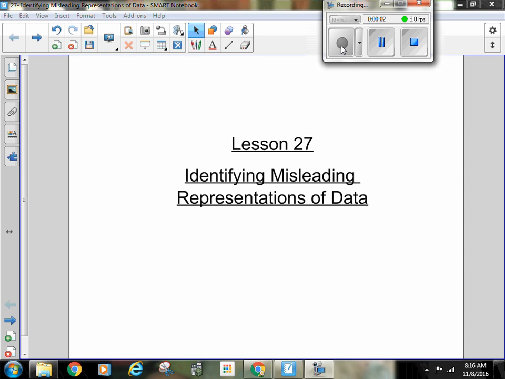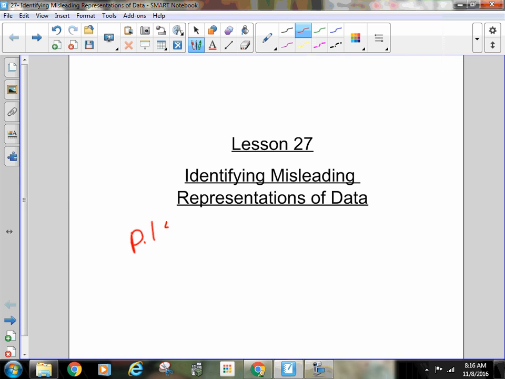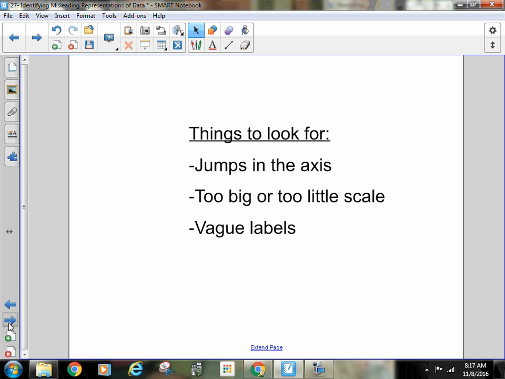All right, ladies and gentlemen, let's tackle lesson 27 on identifying misleading representations of data. If you can go ahead and open up your books to page 159, you can follow along and take a look at the graphs that I'm talking about. If you don't, you're going to miss out on those.